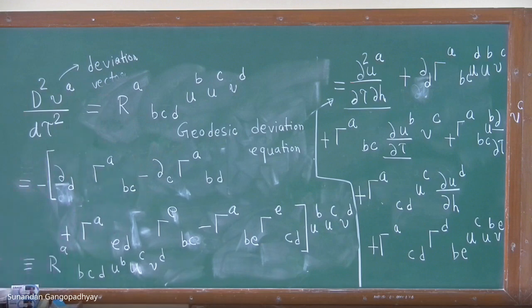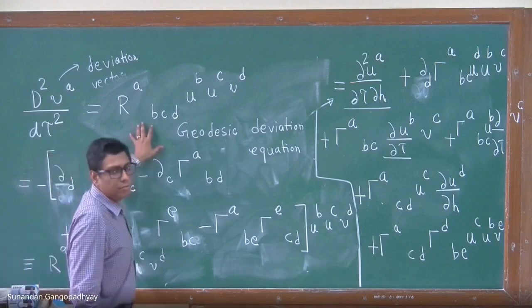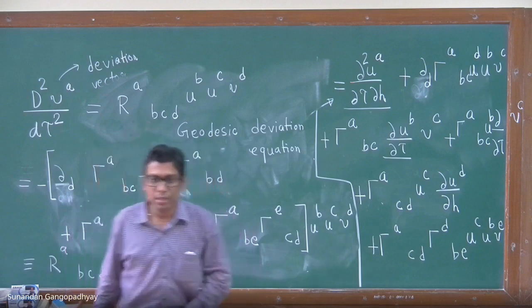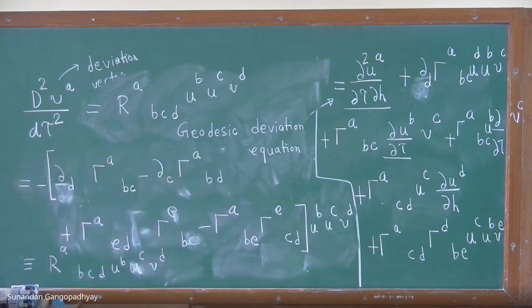So in the presence of a gravitational field, please write this down. In the presence of a gravitational field, a group of geodesics do not remain parallel. In the presence of a gravitational field, the Riemann curvature tensor will be non-zero, right? And then a group of geodesics will not remain parallel. This is known as geodesic deviation. The fact that they are not parallel is known as geodesic deviation.